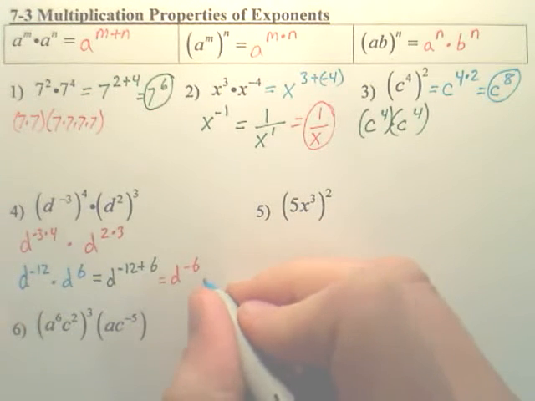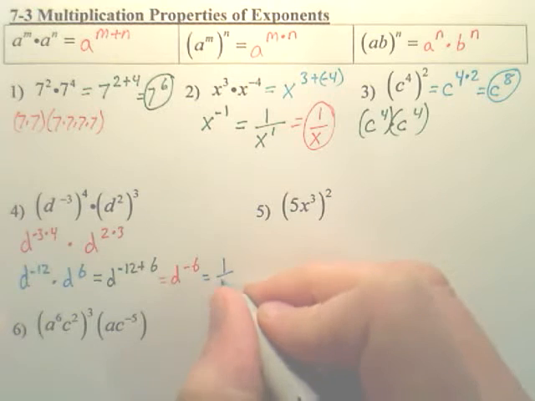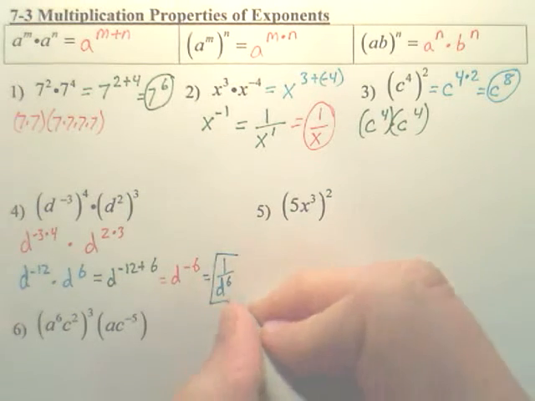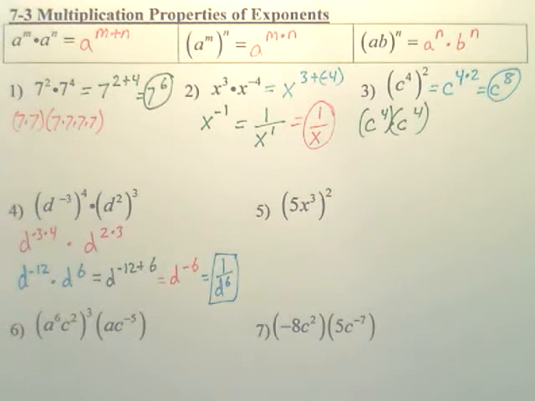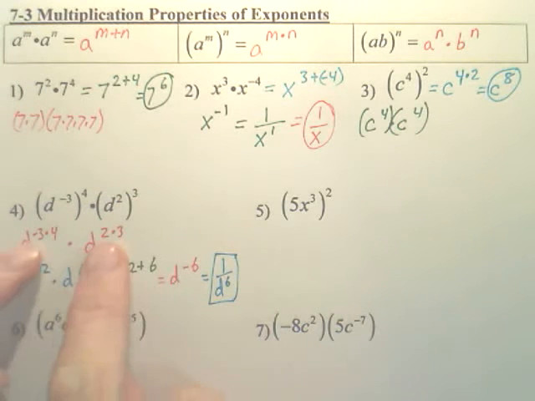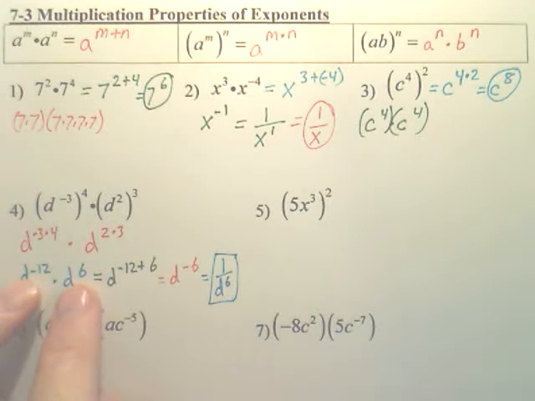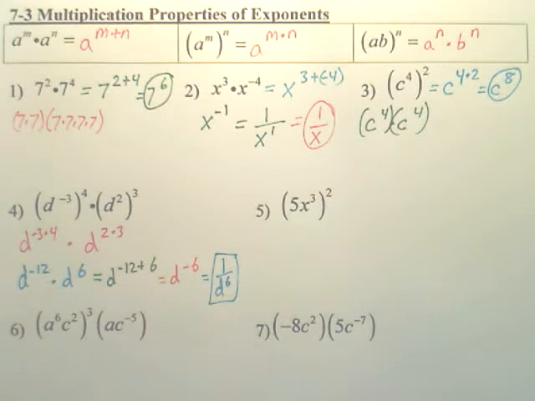D to the negative 6. Isn't that 1 over d to the 6th? That one took a while. So you first take them to the powers, then once you take them to the powers, then you add the powers, and then any negative powers you drop.